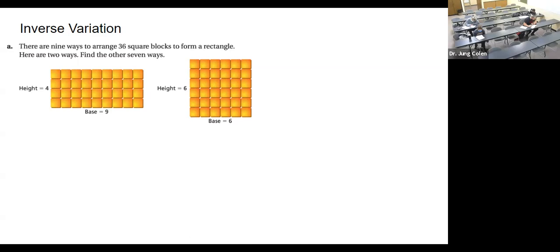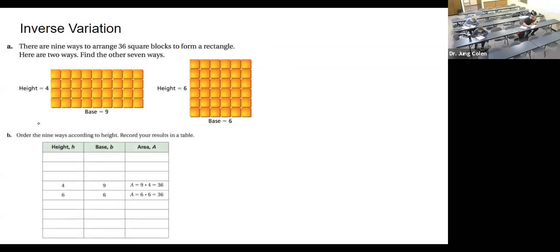So I can have a height of 4 and base of 9. Then you can do the vice versa, right? You can have height as 9 and base as 4. That could be 1. So think about all the other ways and fill up the chart on your worksheet. Make sure you are using all 36 square blocks.